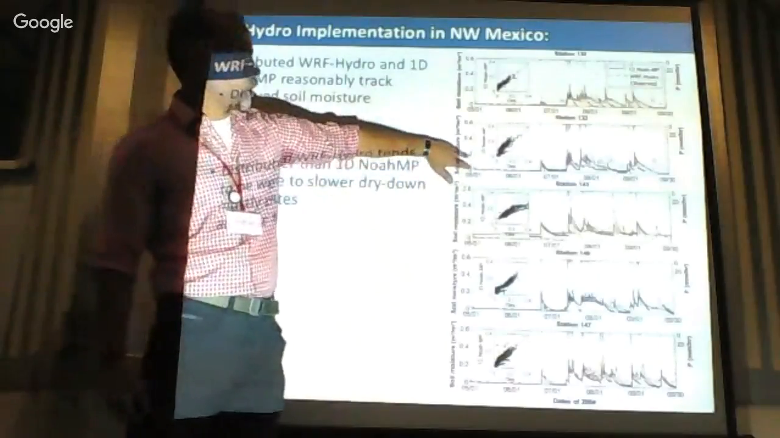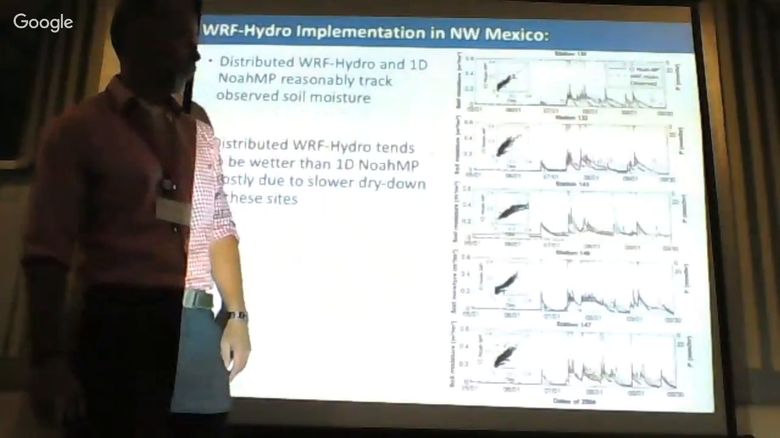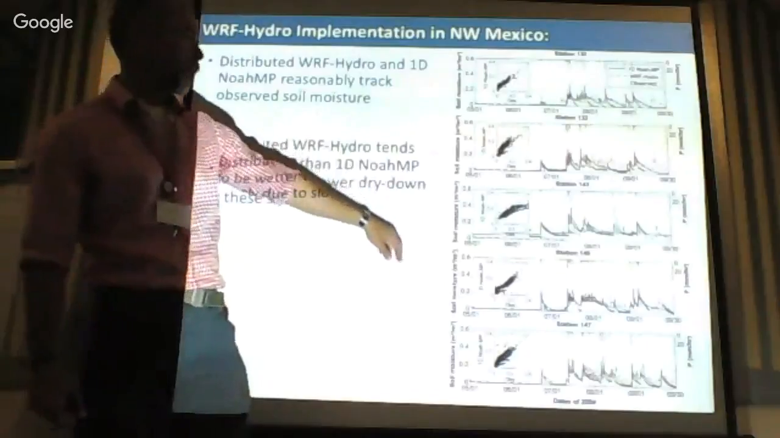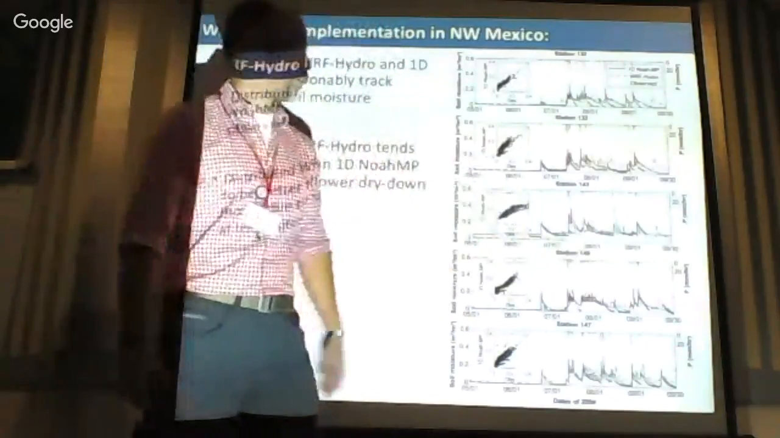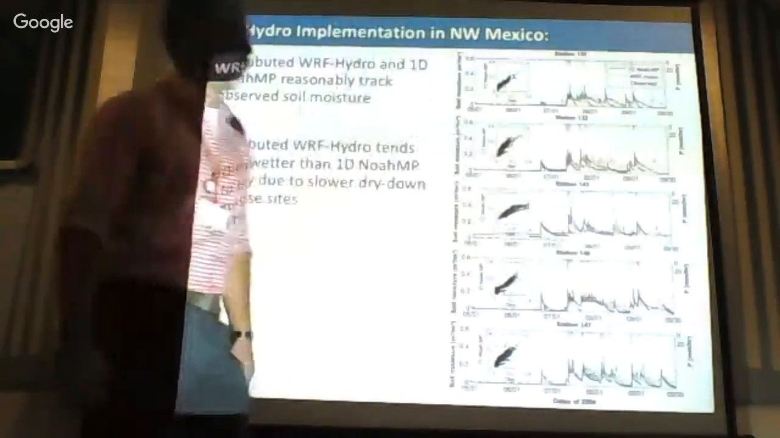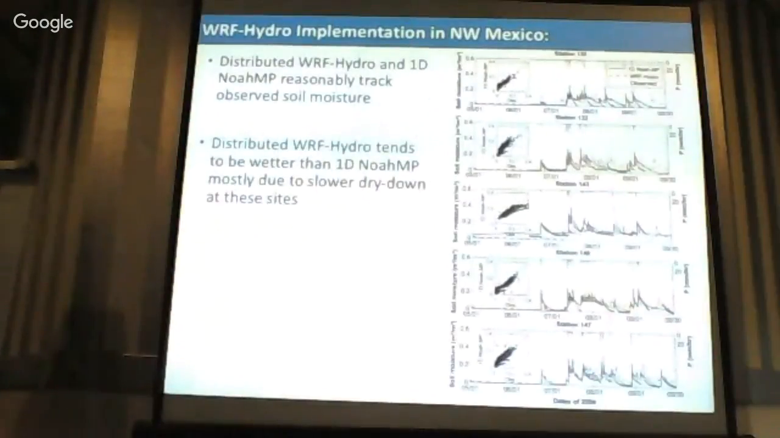Now these changes are still all on the pretty dry end of things, so it's tough to say how significant they are. But you go to a different site, you see different behavior where the model tends to dry out a little bit sooner. So there's some trade-offs in this, but overall the correlation, which is what we're after here, appears to be pretty good, and it doesn't appear to be a really gross overall bias from either the one-dimensional or the fully integrated WRF-Hydro system.